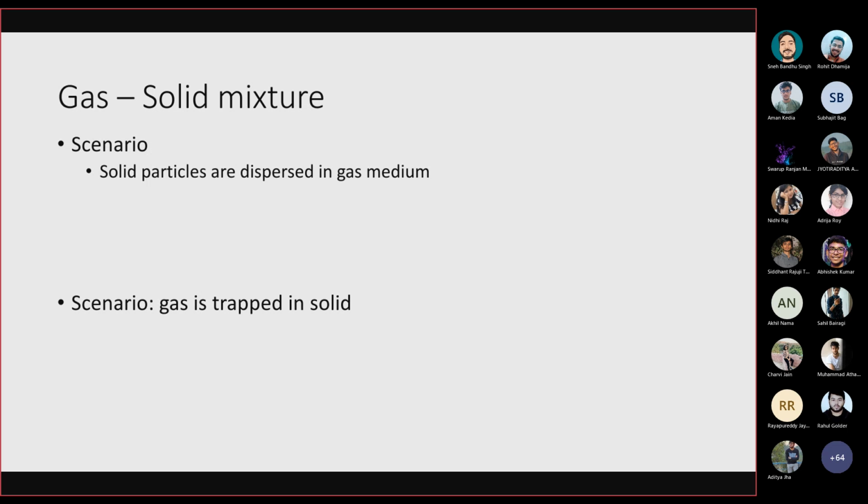One example is solid particles trapped in gas. Another example is also possible, that gas is trapped in a solid, like we have gas hydrates. You might have heard the gas is trapped in a rock, like natural gas is trapped in a rock. In that case, what do we do? Suppose a gas is trapped in a solid. How do we separate them?